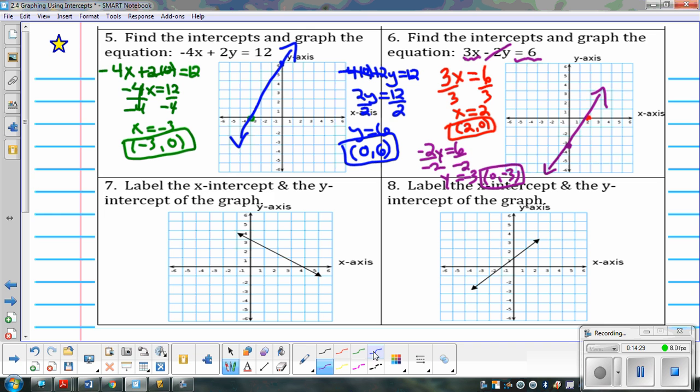The last 2 examples are super easy because the graph is already drawn for you. I am only asking you to label the x-intercept and the y-intercept of the graph. So here is my x-intercept. It is located at 4, 0. And here is my y-intercept. It is located at 0, 3. That's all I'm asking for. So take a moment, look at number 8, last problem for the day.